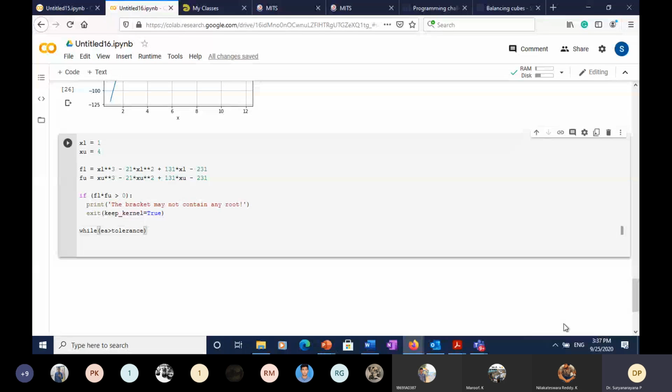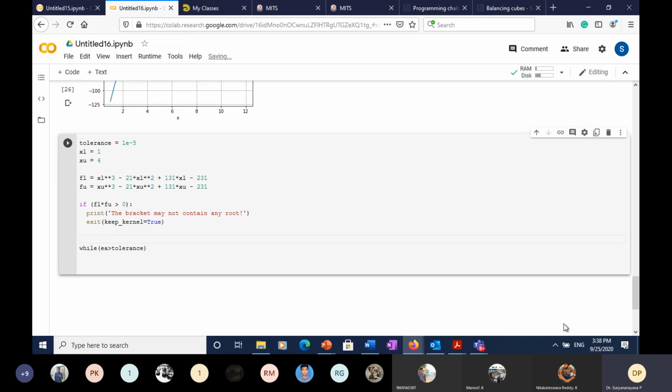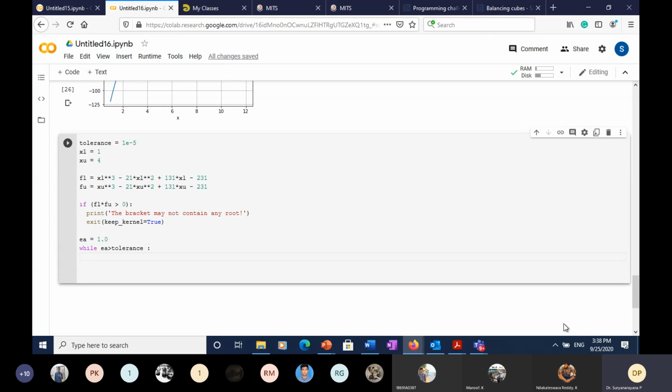Okay, now I'll give this tolerance. Now we can choose the tolerance, I said, right? So I said my tolerance is 1E minus 5. And EA, because I'm using EA here, I have to define it ahead of time, and here I'll simply make it 1 for the initial time. It doesn't matter, I only want to make sure that it runs for the first time. So while error is greater than tolerance, what are the different steps in the bisection method?